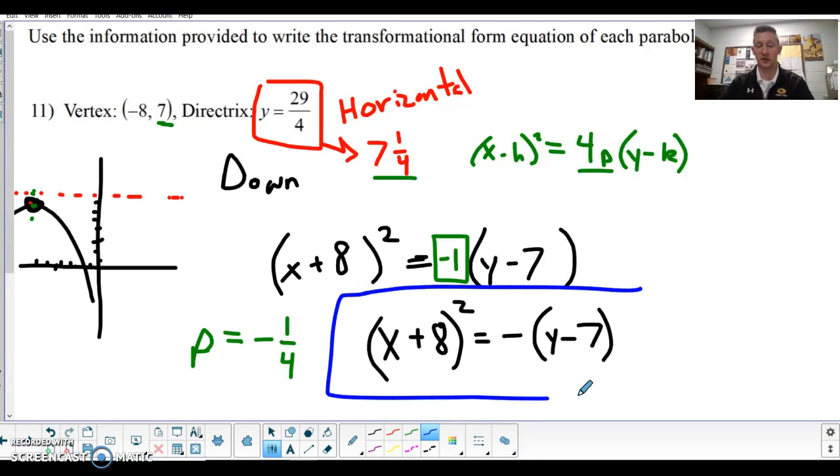Again, can't emphasize enough, draw a little sketch first and figure out how your directrix or your focus or whatever information is given to you would help you piece together and figure out what p is, which direction we're going, etc. Okay, so good luck with those.